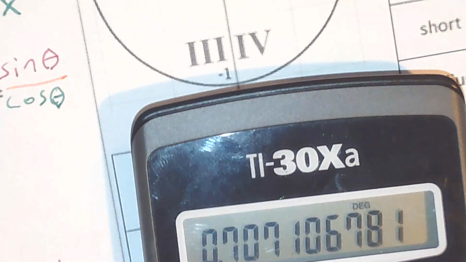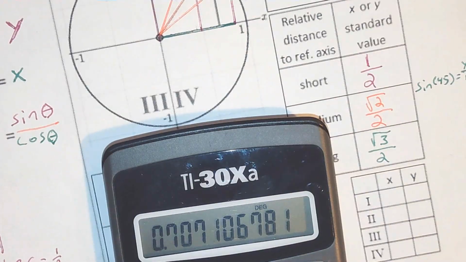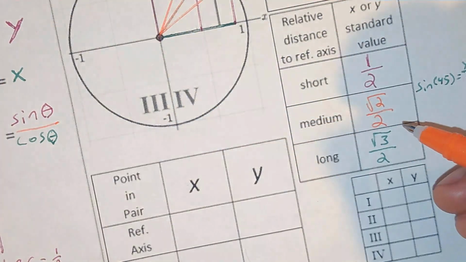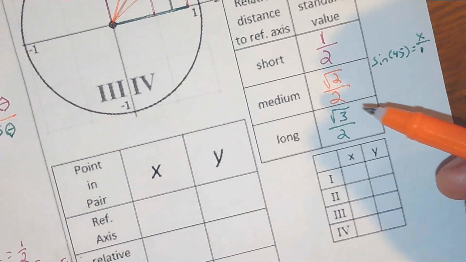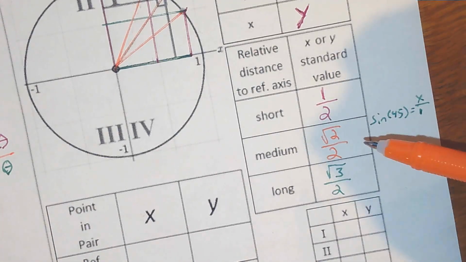Well, you can't see that. Sorry, it's a square root of 2 over 2. So it'll be that value for both the x and y value. Okay?